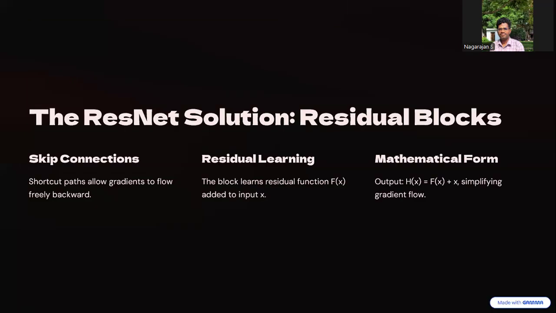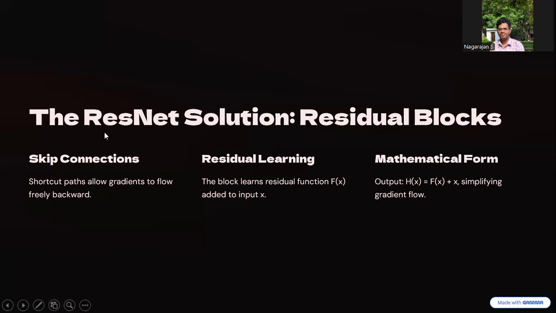And the ResNet solution. Here ResNet consists of residual blocks, which come with skip connections, followed by residual learning, and another one called the mathematical form. So what is a skip connection? These give shortcuts, an easier path, that allow the gradient to flow freely backward. Whatever the network is, you can train it with ResNet. And the residual function is applied to the input x and follows the formula h of x equals f of x plus x, simplifying the gradient flow.